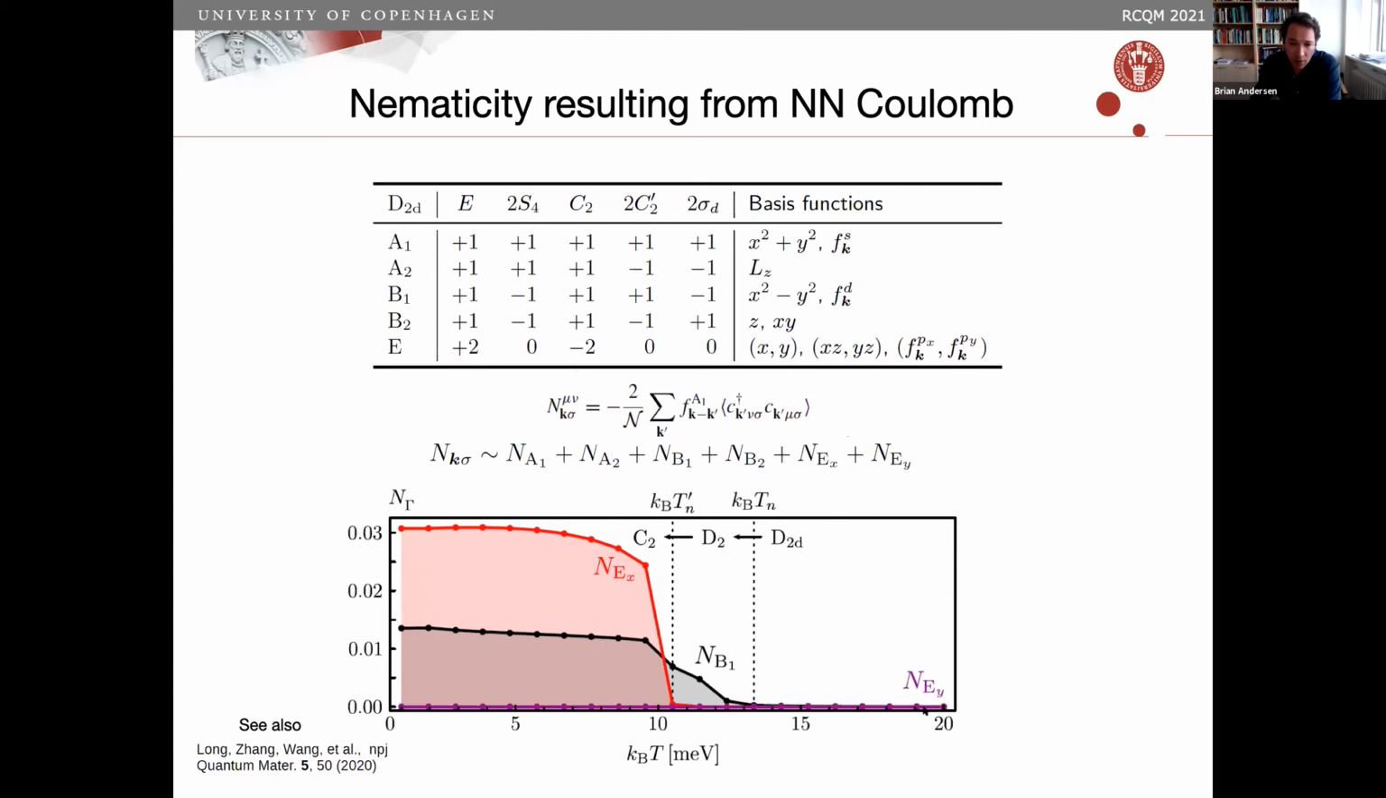And as we cool down, we see something interesting. There are actually two transitions happening here. First, this transition into the B1g channel. And at a lower temperature, there's a transition into what we call the Ex channel, so it's part of this two-dimensional representation. One of the components gets condensed and breaks this here. So now there are a number of red alarm bells and open questions coming up.